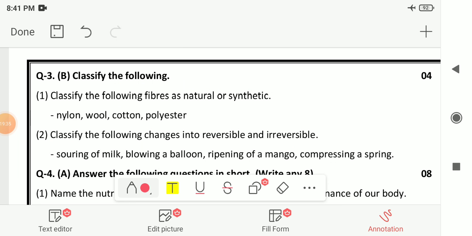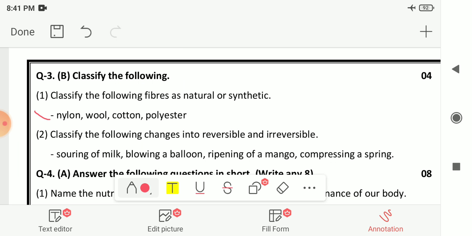Now next is question number 3B, that is classification. Classify the following. Here also 2 classifications were given to you, and each classification carries 2 marks. So let me see the first classification. It is between natural fibers and synthetic fibers. You have to classify the given fibers into natural and synthetic fibers.